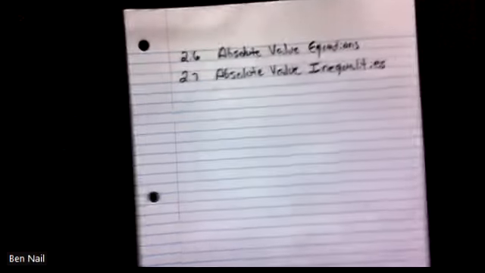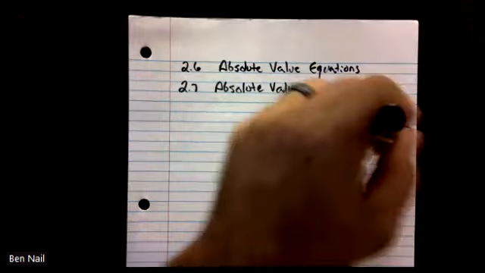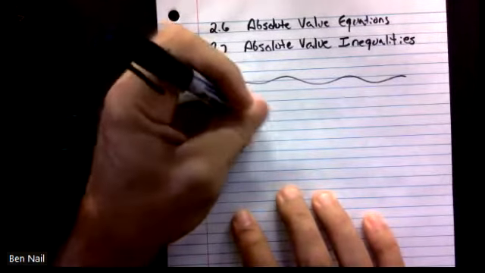All right, I'm going to be covering tonight sections 2.6 and 2.7. Both deal with absolute value. So 2.6 is absolute value equations, and 2.7 is absolute value inequality. So first off, I feel like I need to talk about what absolute value even is.